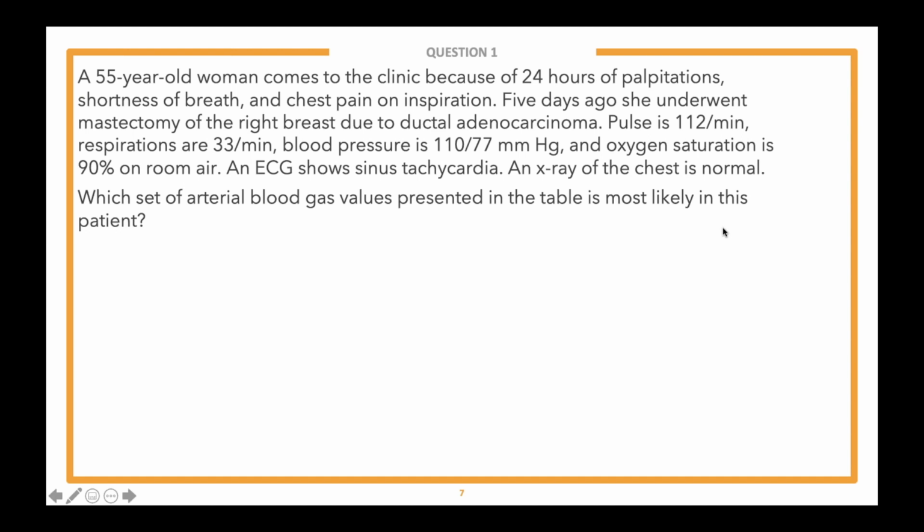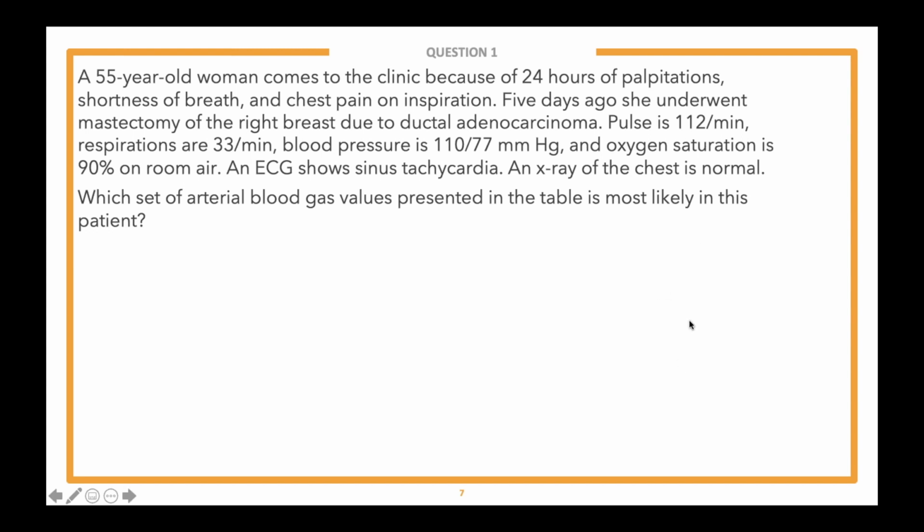Pulse is 112 per minute. Respirations are 33 per minute. Blood pressure is 110/77, and oxygen saturation is 90% on room air. An ECG shows sinus tachycardia. An X-ray of the chest is normal. Which set of arterial blood gas values presented in the table is most likely in this patient? We would like all of you to start thinking about the relevant clues in the vignette and lead-in as I hand it off to Paris.